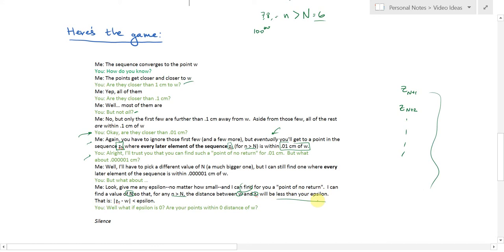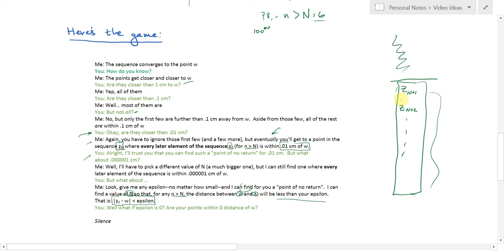That is, the distance between them, which we already said was the modulus of the difference, the length of the difference between those two numbers, will be less than the epsilon you chose. All right? So that's the point. I can always find some point of no return in the sequence where if you ignore everything that came before it and you're only focusing on those infinite number of elements that come after that point of no return, all of them are within a distance less than epsilon no matter how small you make epsilon.